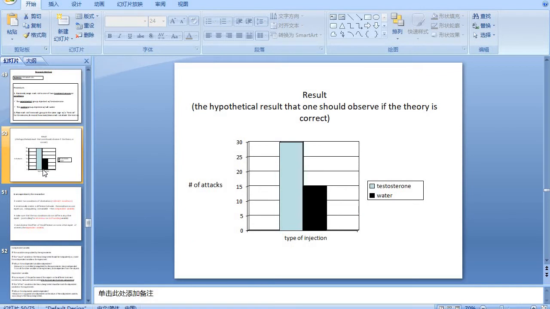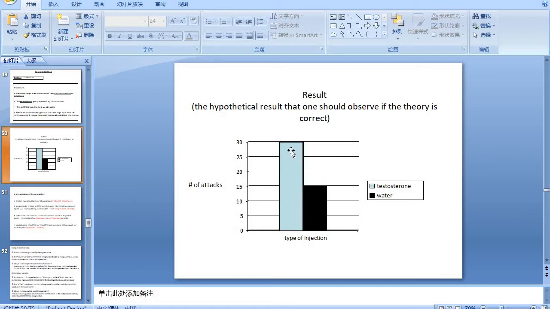You have the independent variable, you have the treatment conditions, and you measure the dependent variable. After that, you have data, and you are ready for statistical analysis. This is hypothetical data. So you have two groups. These are the means of two groups: the mean or average number of attacks by the testosterone injected group and the water injected group.